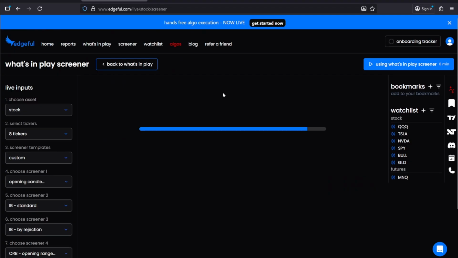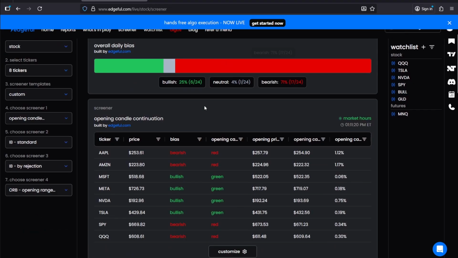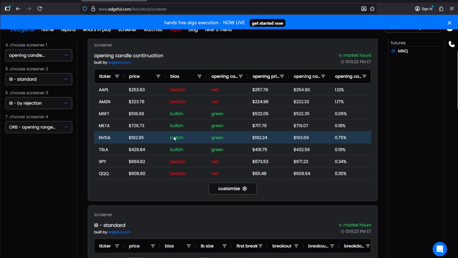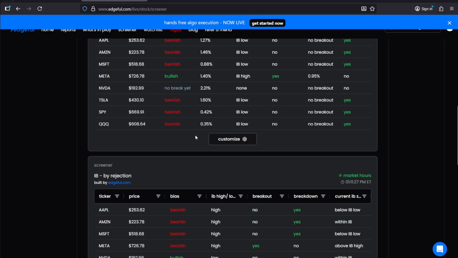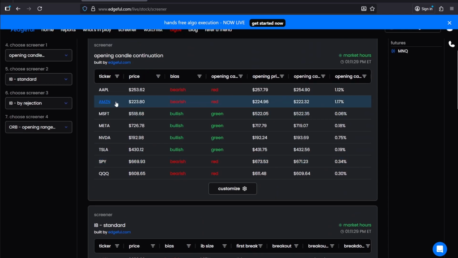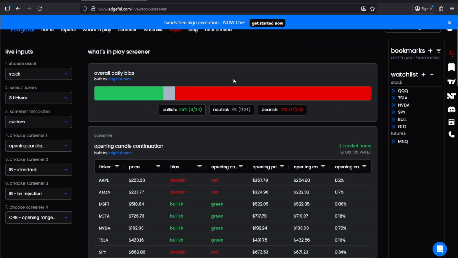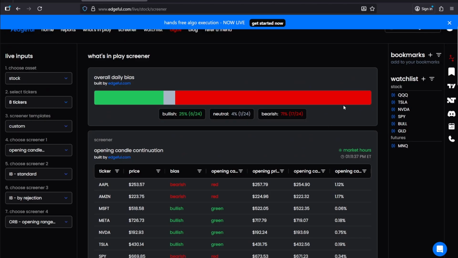Along with that initial bounce rejection, I go over to the screener on Edgeful, and I use the opening candle continuation, initial bounce standard, initial bounce rejection, and then the opening range breakout. In these 4 combinations, it shows you Apple, Amazon, Microsoft, Meta, Nvidia, Tesla, SPY, QQQ. Are they bearish? Are they bullish? Why? And then it gives you an overall bias for the day. I briefly look at this around 10:15, and this guides me towards just adding confluence if I want to take longs or if I want to take shorts.